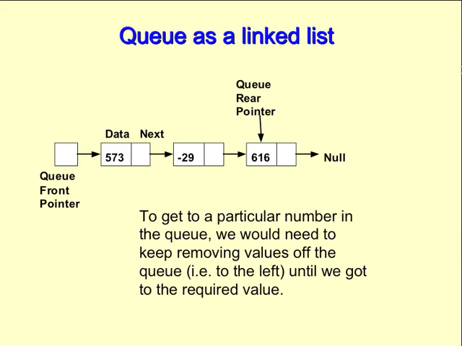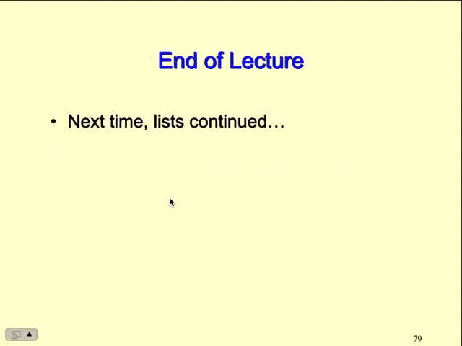So here's our queue, as it would look in a linked list implementation. For the queue front pointer, in a queue usually you have a front and a tail, or a head and a tail, because the tail is the end and the head's the front. In this case, it's going to be front and null. To get a particular number in the queue, you need to remove values from the queue on the left-hand side until you get to the required value that you're looking for. So here's the queue rear pointer and the queue front pointer. It just means you have to keep track of the other end as well.